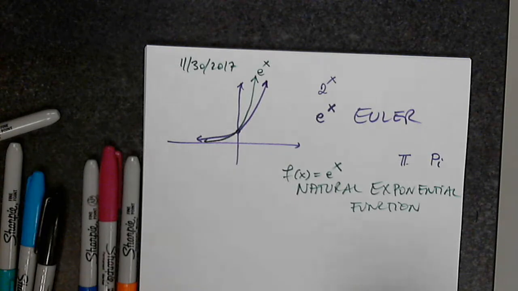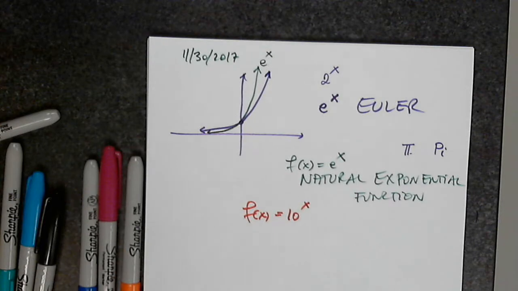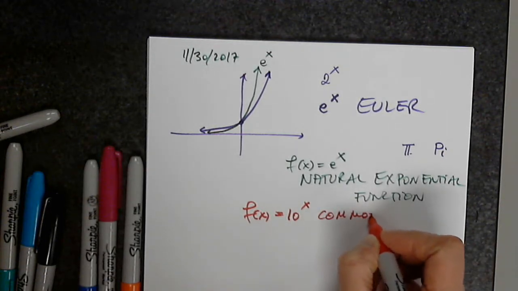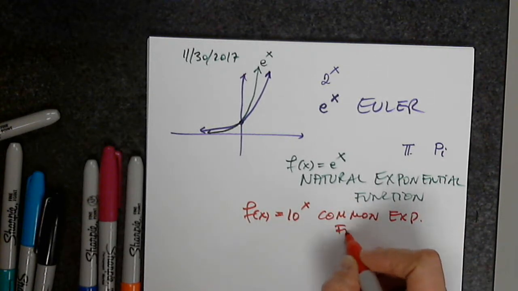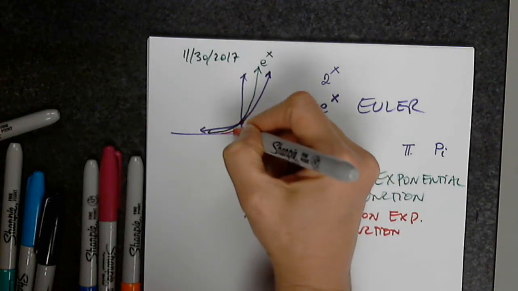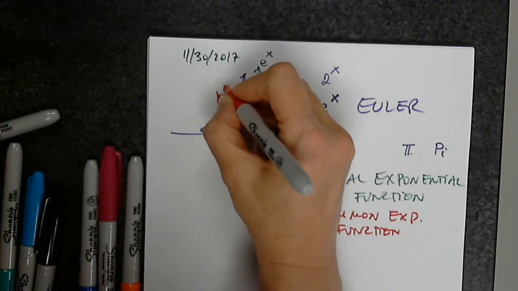Here's another one. 10 to the x. This does not appear in real life as much as the e to the x does, and I'll show you an example in a minute. But it's important, and it's called the common exponential function. The higher the base, the closer the exponential function will be to the y-axis. So if I want to graph this, I will graph it like this, closer. So this in red is 10 to the x.